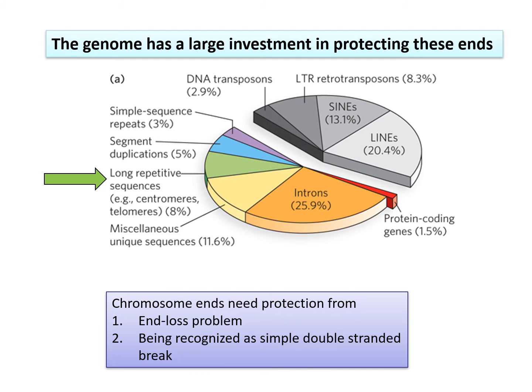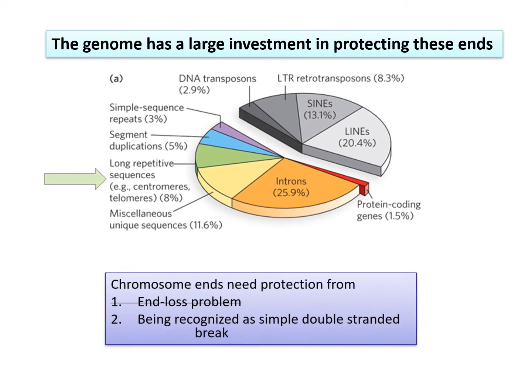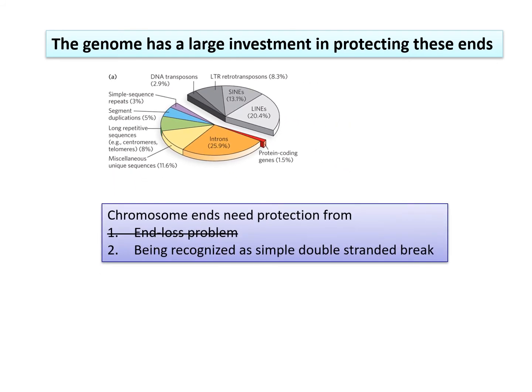Okay, so we've been talking about the two problems that happen at the end of linear molecules. One of them is the end loss problem, and telomerase is used to solve that. But now let's talk a little bit more specifically about this other problem here. So that is the fact that if there was nothing done to distinguish the ends of chromosomes, they would just look like double-stranded breaks.